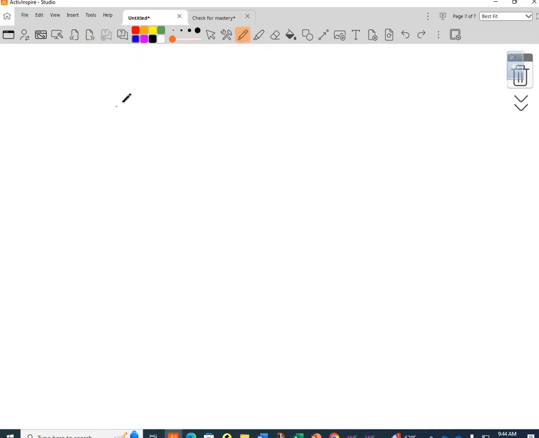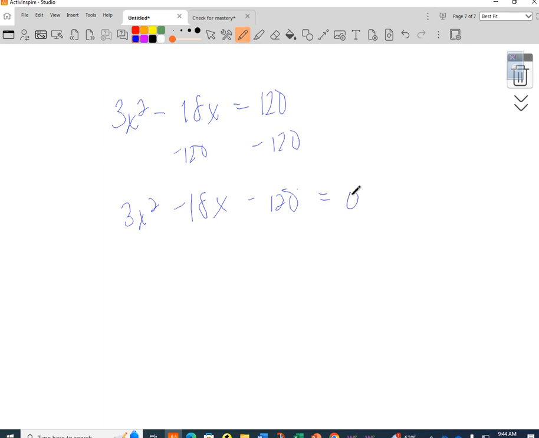So I think it was 3x squared minus 18x equals 120. Is that right? Minus 18x. Okay. So we want to get everything on the same side. We're going to move the 120. We're going to subtract 120 from both sides. 3x squared minus 18x minus 120 equals 0. So far, so good, Danielle?